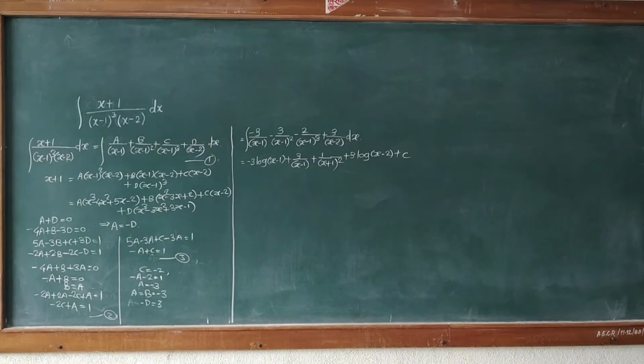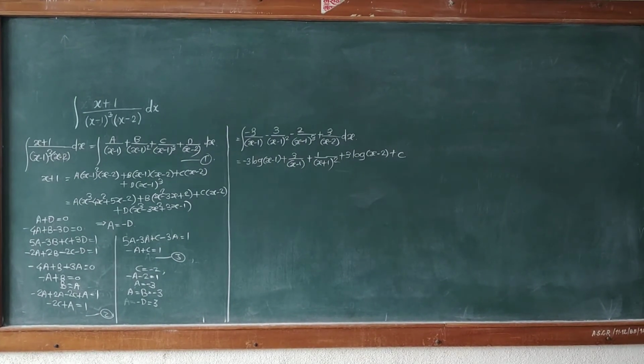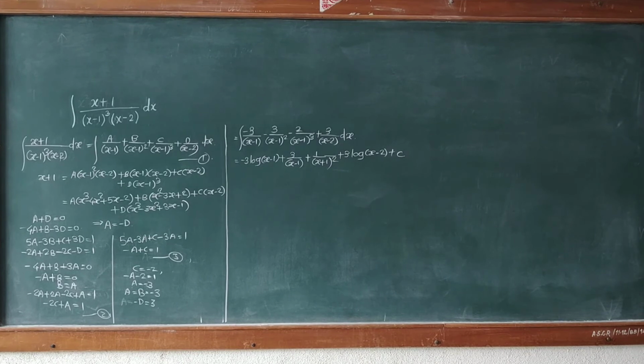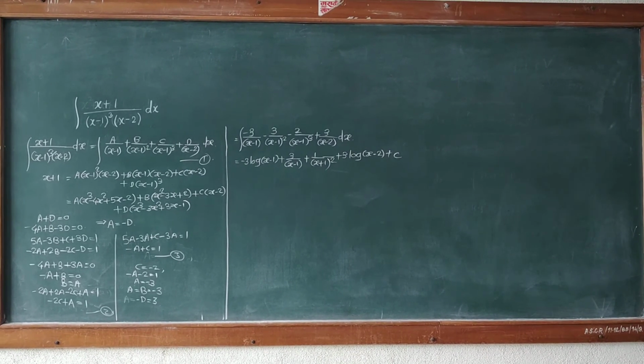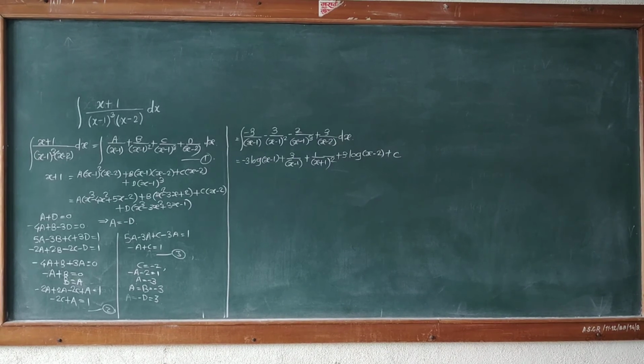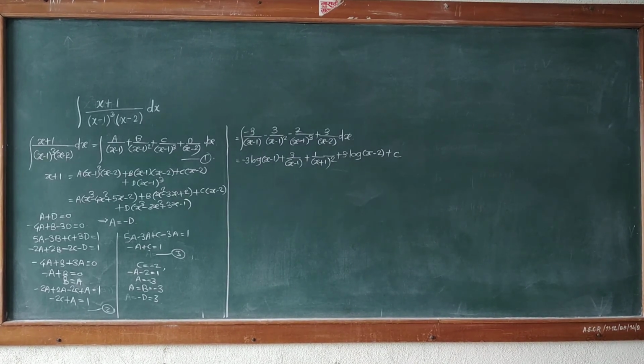The answer of the integration of x plus 1 divided by (x minus 1) cube into (x minus 2) is minus 3 log of x minus 1 plus 3 upon x minus 1 plus 1 upon (x minus 1) square plus 3 log of x minus 2 plus c.